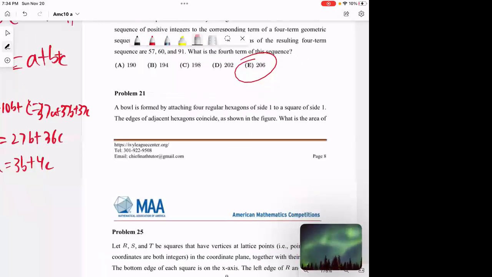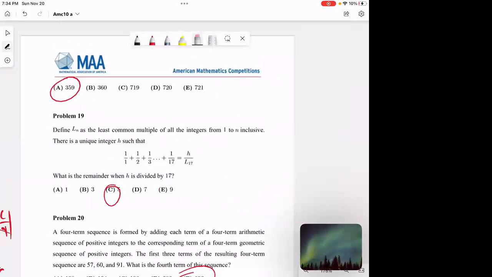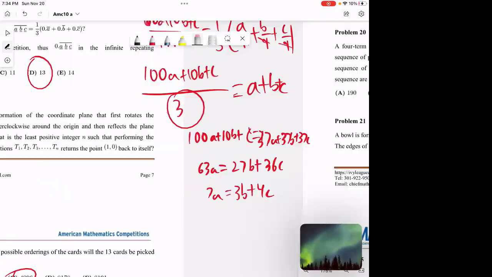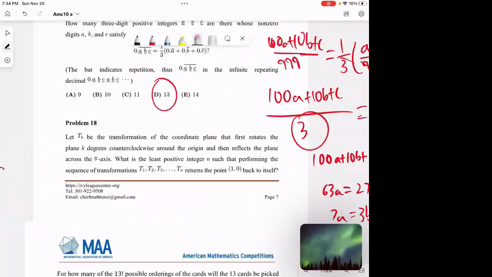Okay, that's not good. My pen's starting to lose battery again, but that's okay. We'll live. So let's go on to number 18.